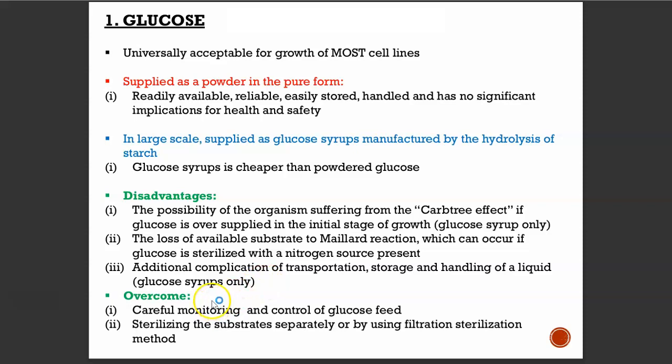So how to overcome this? Careful monitoring and control of glucose feed, sterilizing the substrate separately, or using the filtration sterilization method. Remember, we have the autoclave method using heat, and we also have the filtration method that passes through the filter.